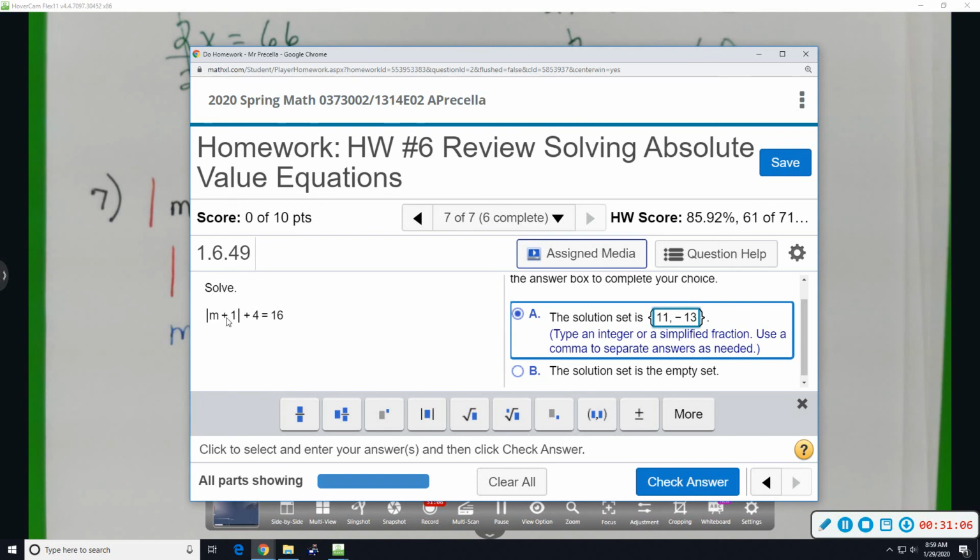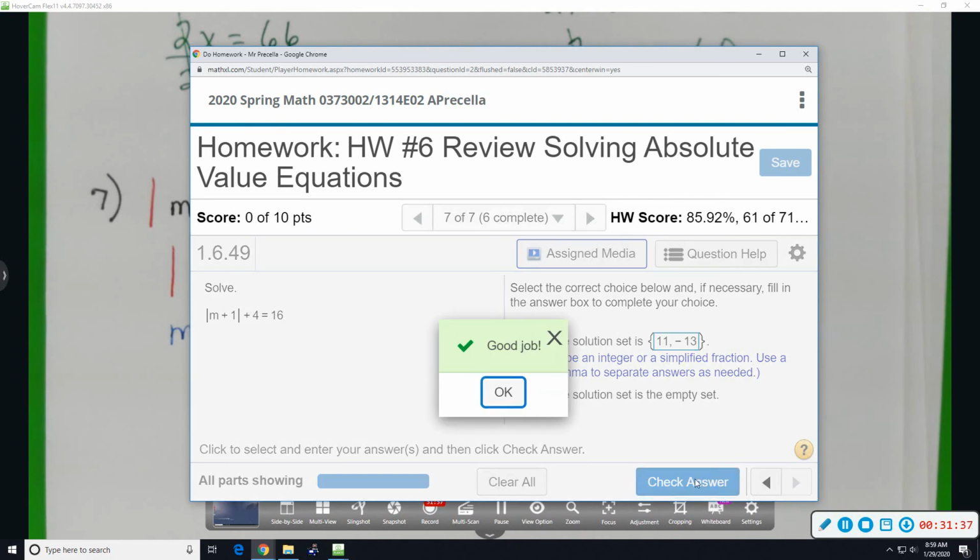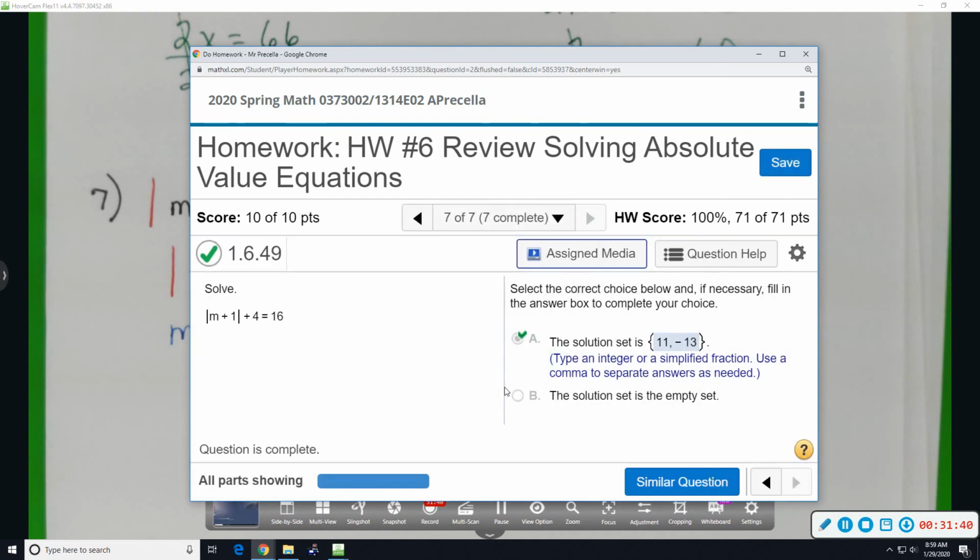Notice you can check this one. It's easy to check. 11 plus 1 is 12. The absolute value of 12 is 12. Plus 4 is a 16. Doing the same thing with the negative 13: if I put a negative 13 in place of the m, negative 13 plus 1 would be negative 12. But once I take the absolute value of negative 12, I just have 12 plus 4 is a 16. So I'm confident those answers are right before even checking on it. Okay. Any questions there?